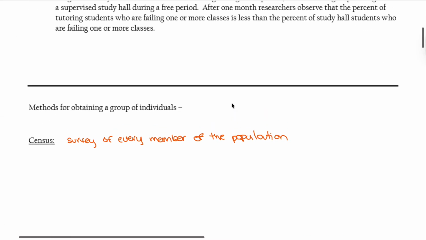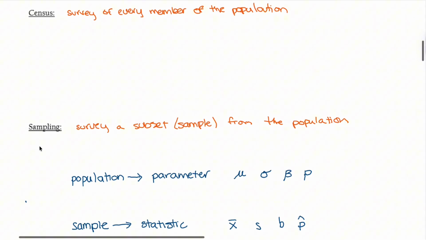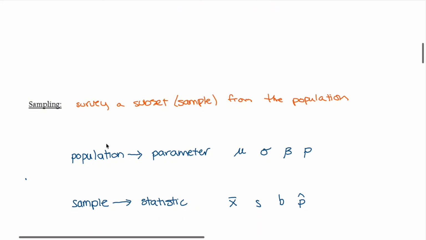So first, I want to introduce several methods for obtaining a group of individuals. First, census. It means a survey of every member of the population. Second, sampling. Survey a subset or sample from the population. And for population and sample, they have different parameter and statistic. For a population, we usually call it parameter. For a sample, we usually call it statistic.